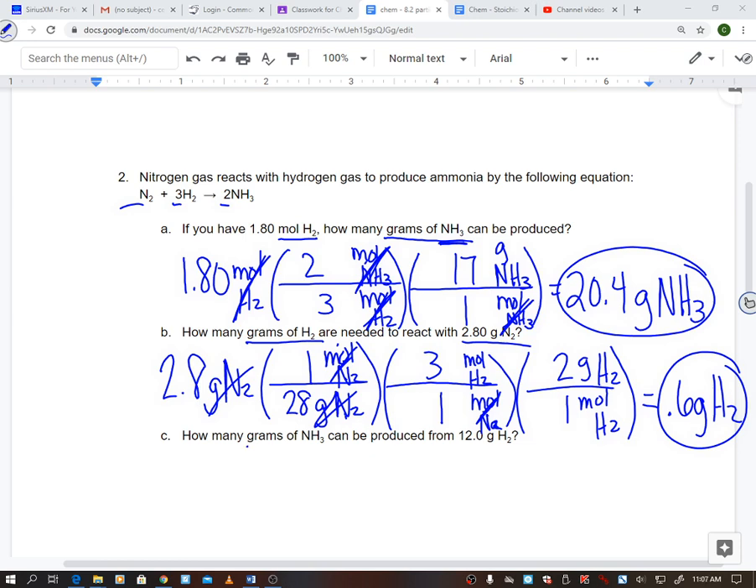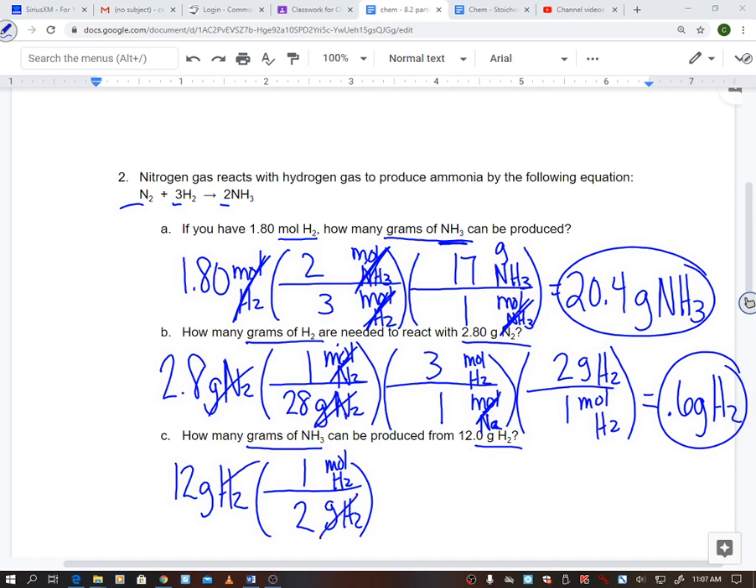C is a 3-step problem also, grams to grams. Same exact process that we just did above. 12 grams of H2. I'm going to put grams of H2. This is grams of my original to moles of my original, number 1. 1 mole is 2 grams. Okay, then that second step is a mole to mole. I've got to go from moles of my number 1, my original, to moles of the new one.